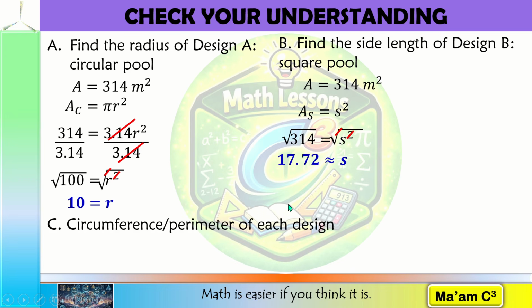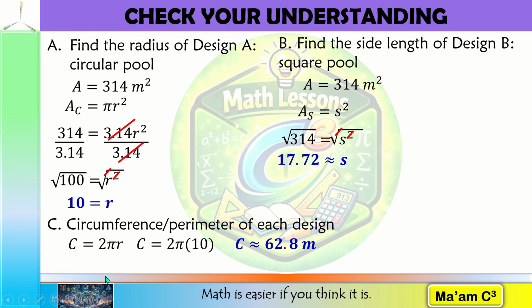Letter C, let us solve for the circumference and perimeter of each design. Let's start with the circumference. The formula is 2 pi r. We already have the radius 10. Let's substitute. 2 times 10 is 20, and 20 times pi, approximately 62.8 meters.